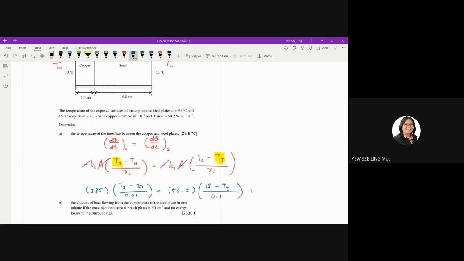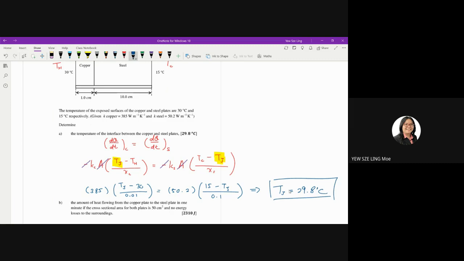So rearrange the equations. Eventually, you will obtain 29.8 degrees C. So that is your TJ. TJ is equal to 29.8 degrees C. So that is how you solve question A. Just a very simple question.